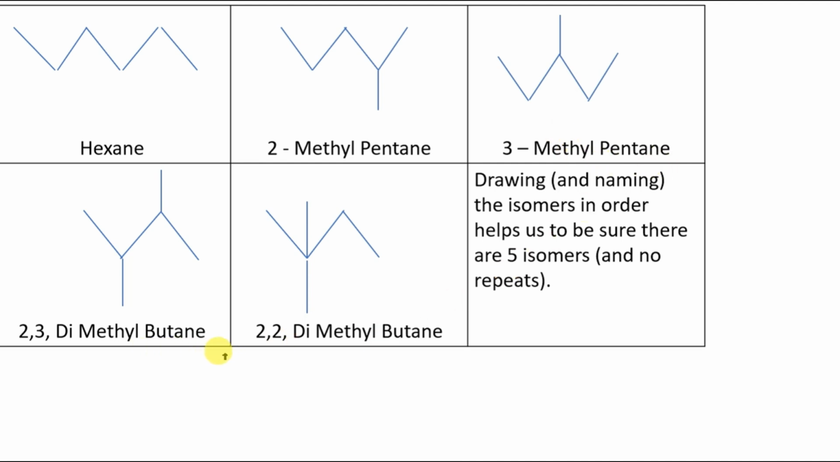I move to 4. 2 more carbons to place as side chains, 2,3-dimethylbutane or 2,2-dimethylbutane. Drawing and naming the isomers in order helps us to be sure that there are 5 isomers and no repeats.